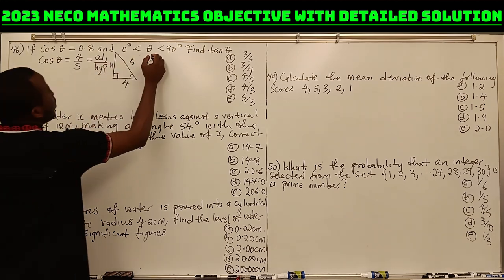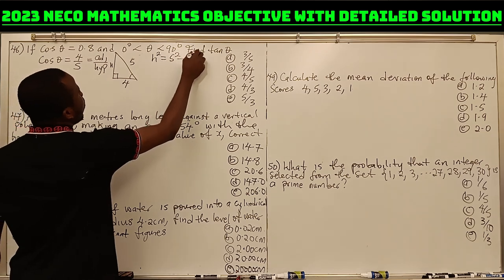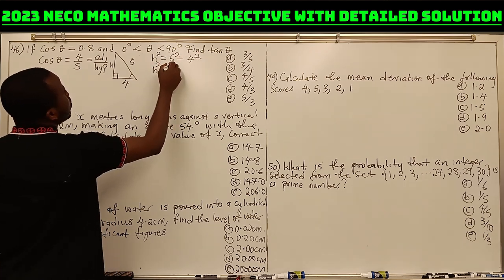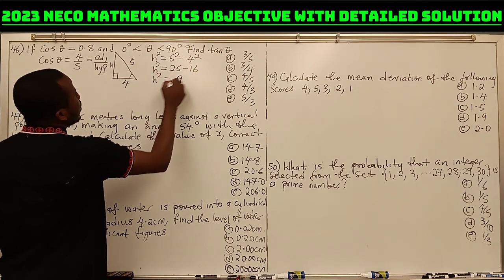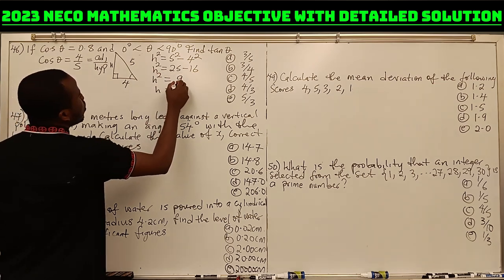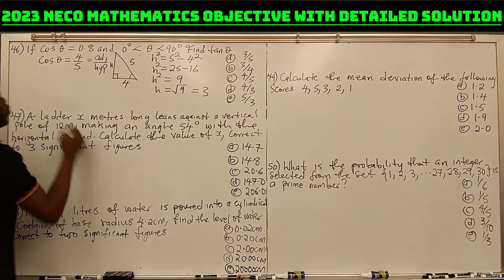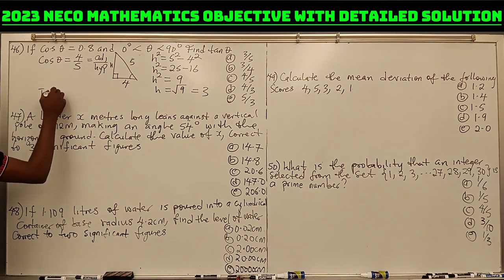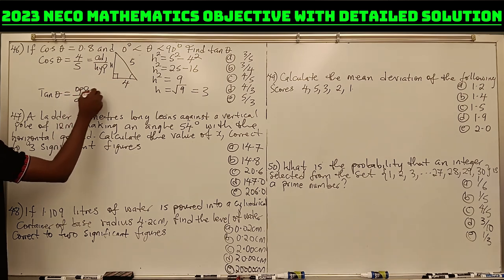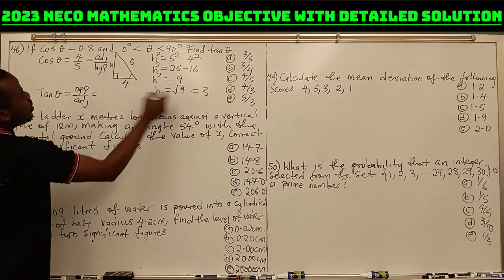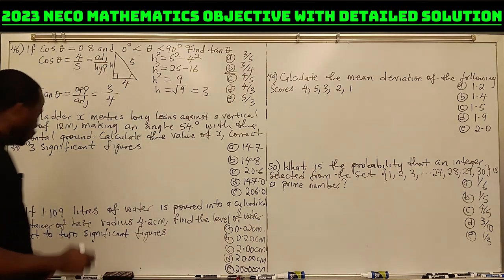we know that h square is 5 square minus 4 square. h square is 25 minus 16. h square is 9. h is the positive square root of 9, which is 3. So tan theta is opposite over adjacent. And opposite we have gotten as 3, and adjacent is 4. So 3 over 4, B.